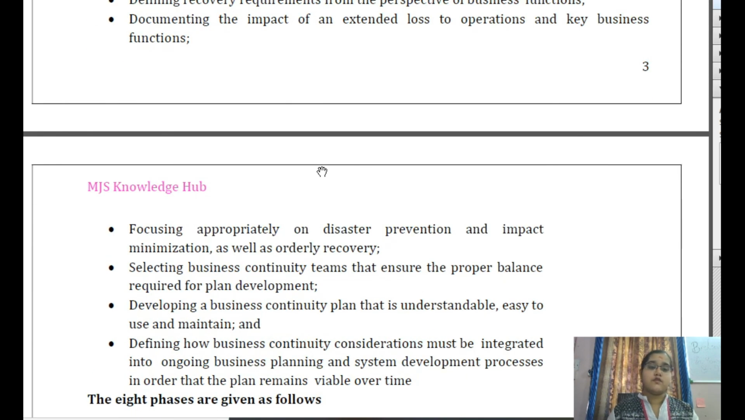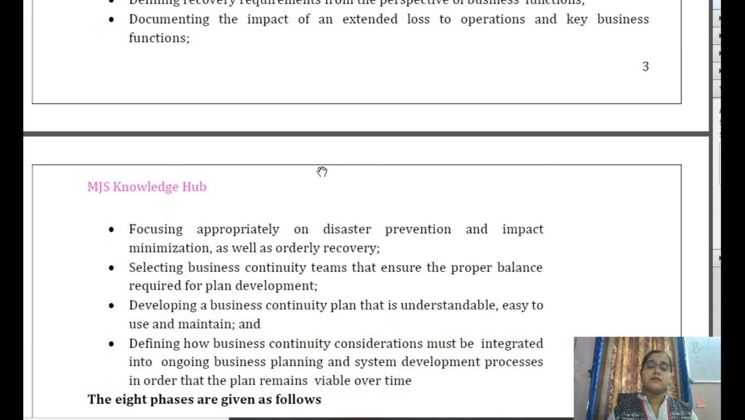Then the plan also focuses on appropriate disaster prevention and impact minimization as well as orderly recovery. So the plan emphasizes that there must be proper steps for focusing on disaster prevention, impact minimization and recovery. Then select business continuity teams to ensure proper balance for required development. So the team of business recovery planning must have people of all varieties and an equal balance of different skills and competence.